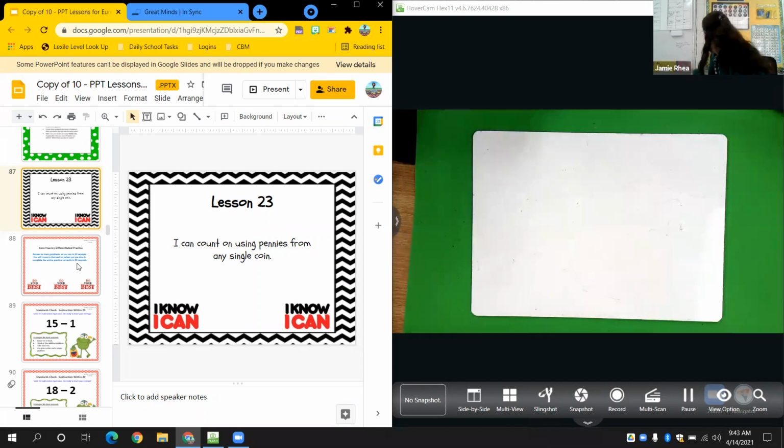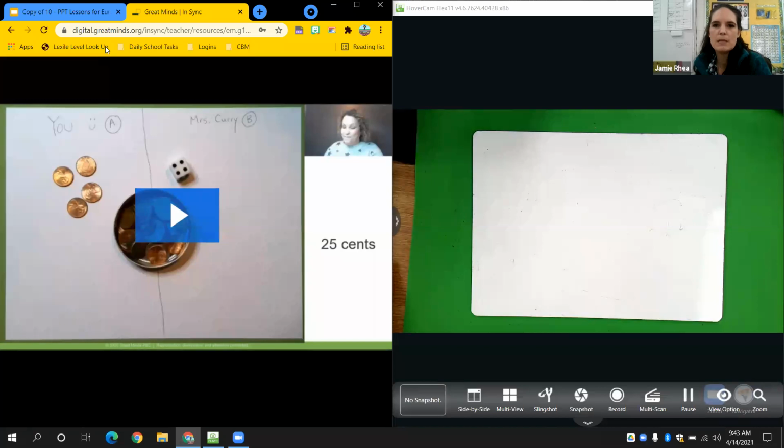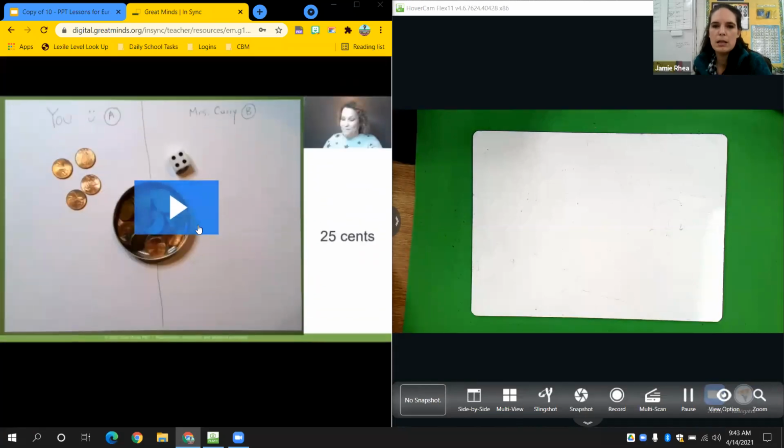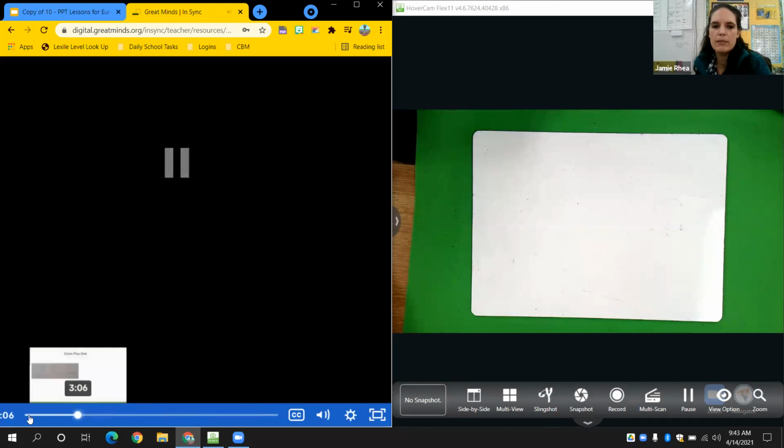So I'm going to grab my coins, got my baggie of coins, and we're going to be able to count on today. I'm not going to do the application problem with you guys today, since we're doing two lessons in one, because it's going to be longer. And we're not going to do fluency today. So let's just go straight over to our video, and we are going to work with Miss Curry today.